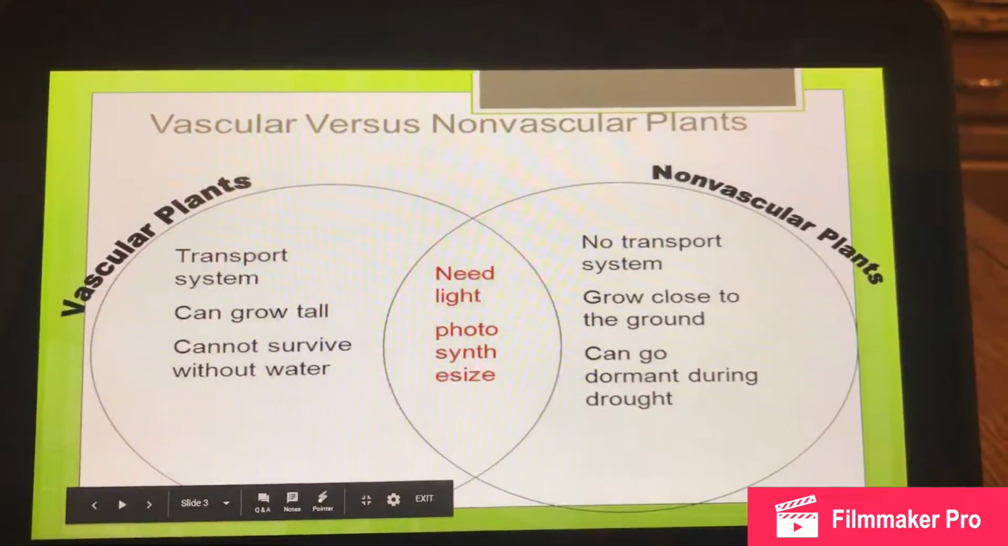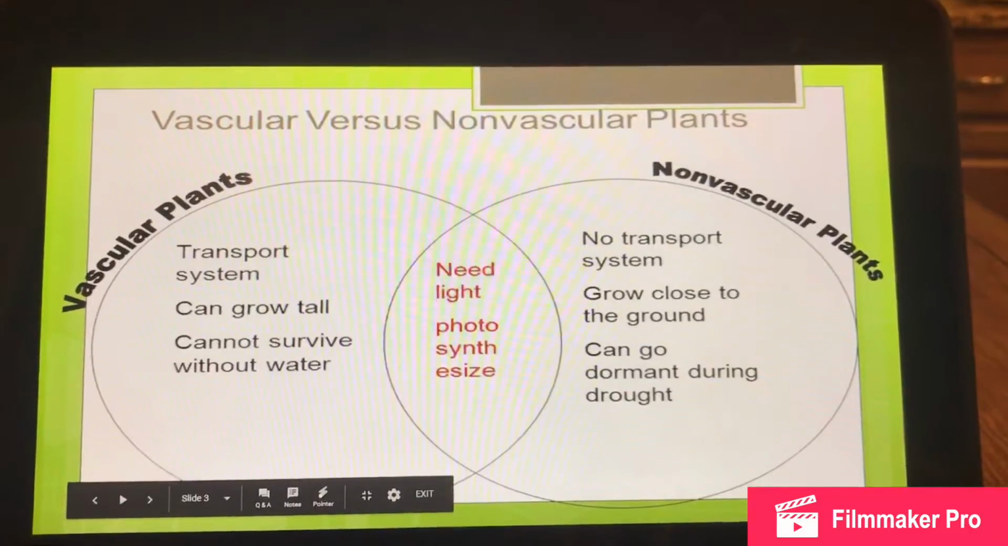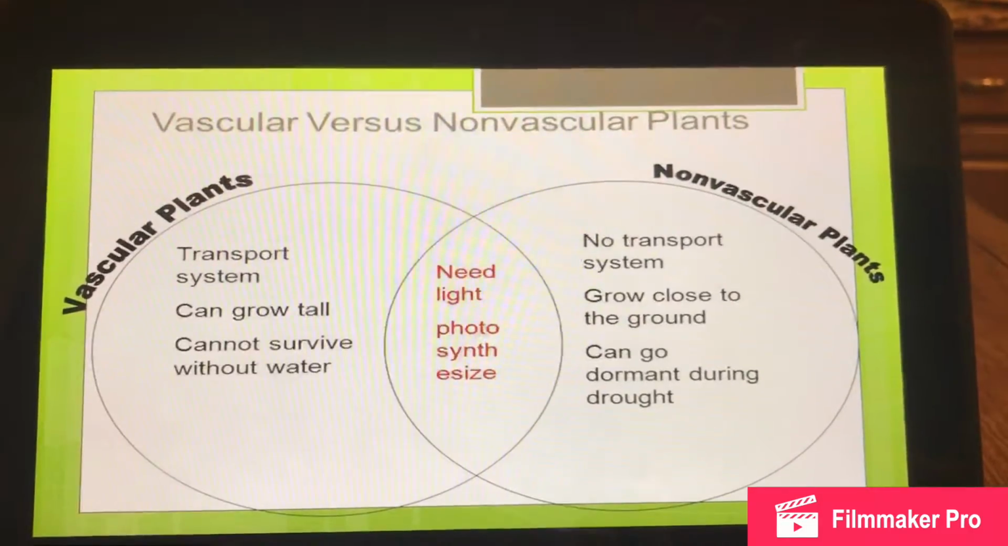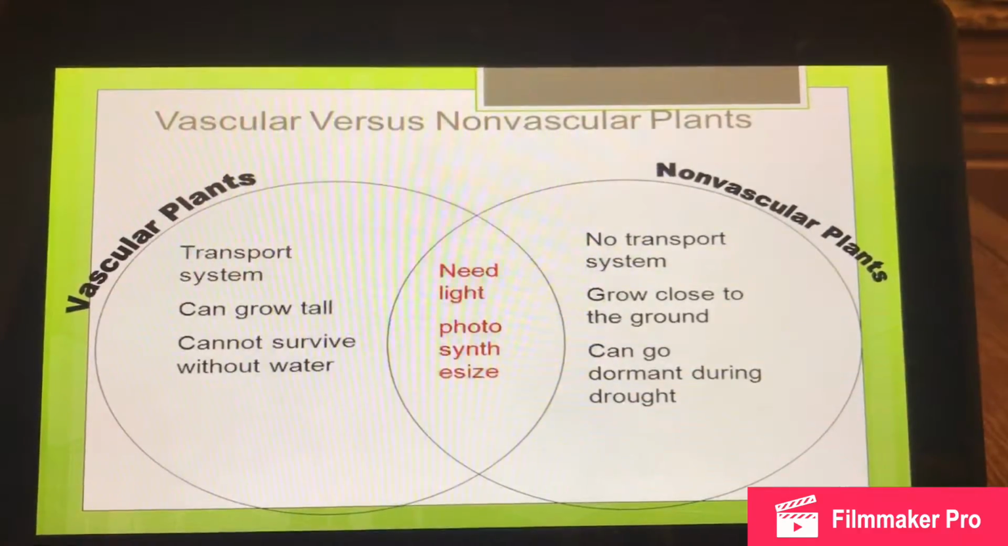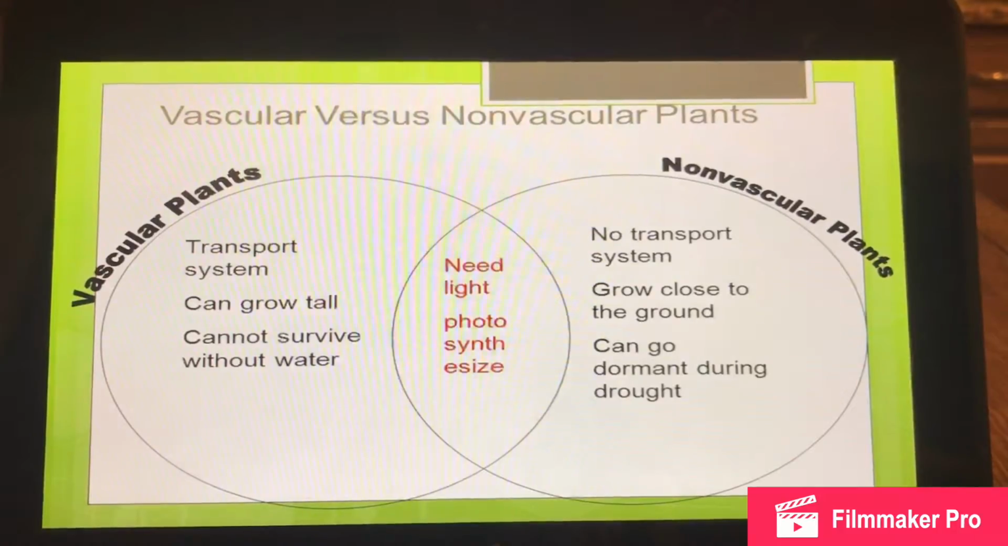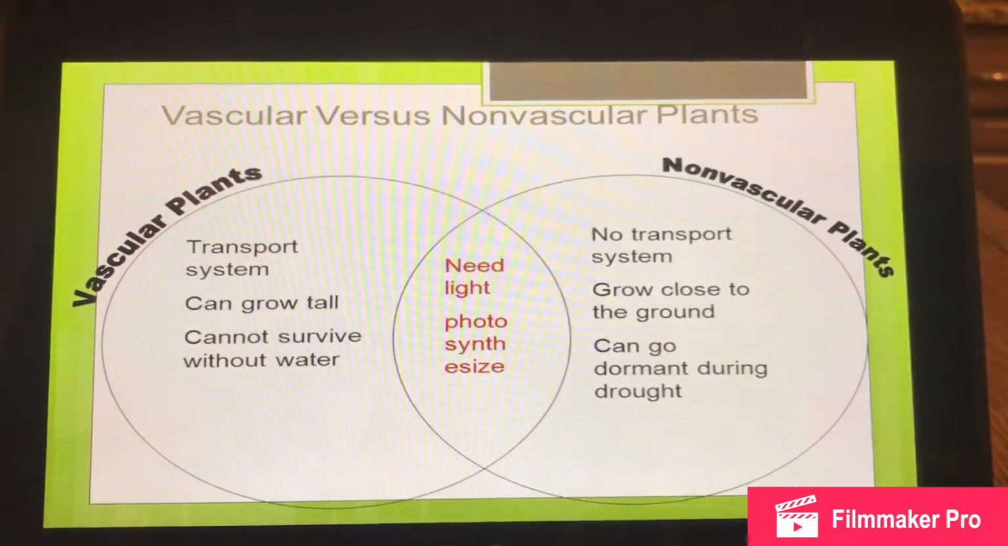If you were wondering what a non-vascular plant is, non-vasculars have no transport system and they grow very close to the ground, like the common plants you see day to day. Vascular plants are more like the trees you see in the forest that can grow very tall and need water to survive.